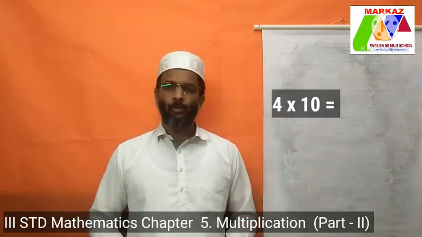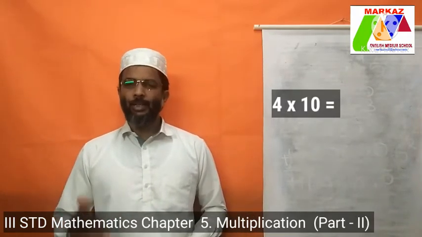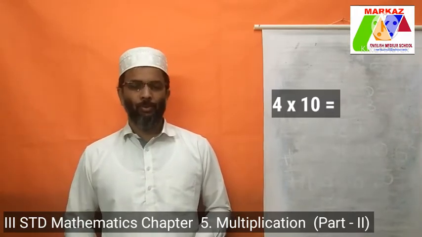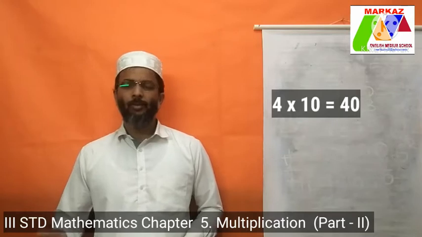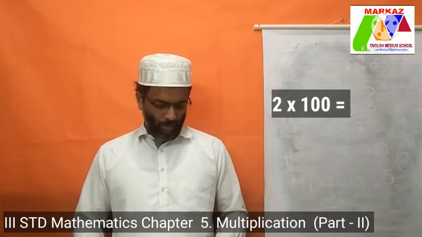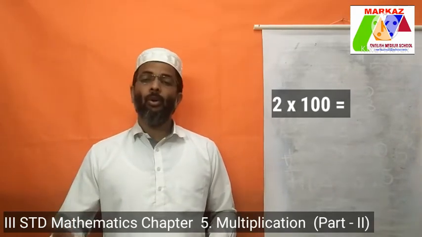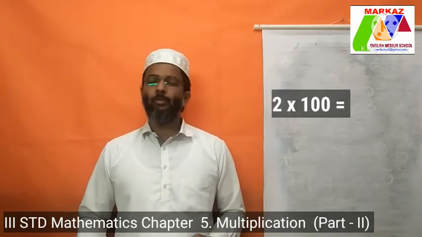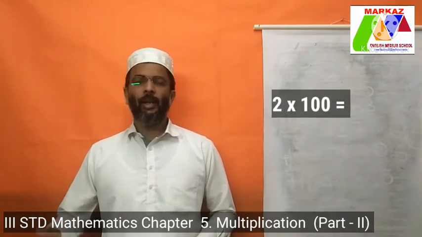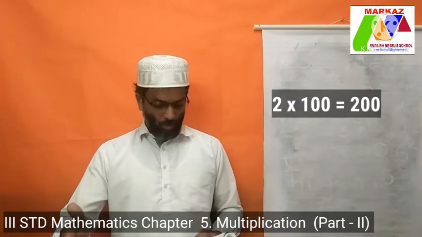4 into 10. What to do to find the answer easily? Just multiply the number by the first number and enter 1 zero. 4 times 1 is 4. Then put 1 zero, 40. Next, C. 2 into 100. First multiply 2 into 1 is equal to 2. Then write 2 zeros after the product. Answer is 200.